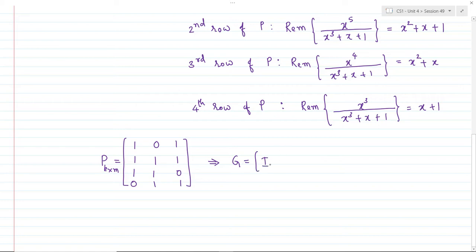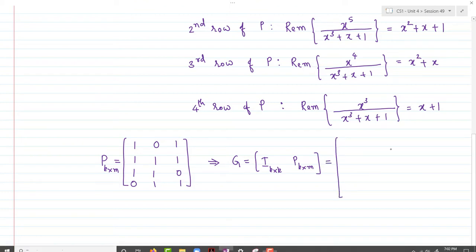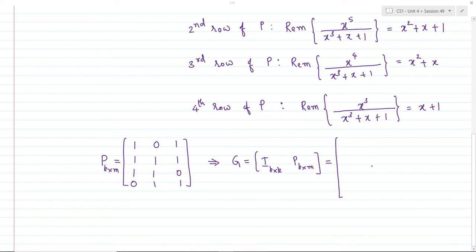Alright. So with the knowledge of P, we know that the generator matrix in general is the identity matrix of the order k cross k, augmented with P, which is k cross m. So with that, I can now write the complete generator matrix. The identity matrix is of the order 4, so that will be 1, 0, 0, 0, augmented by the P matrix, which is 1, 0, 1. So this would be my first row.